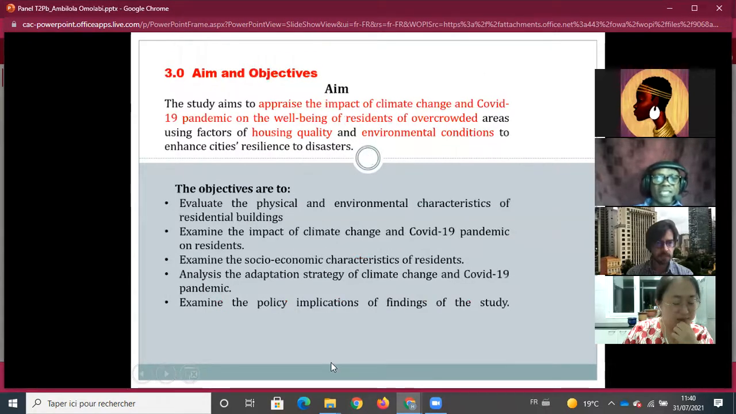Yes, I said that the aim of the study is just to appraise the impact of this disaster, these shocks and stresses, climate change and COVID-19, on the well-being of the residents, bearing in mind that these people are living in a crowded neighborhood that is deficient in terms of infrastructural facilities. So using the factors of housing quality and environmental condition. And now the objectives are clearly stated. Know the impact, look at the coping mechanism, and then the policy implications that can be adopted to create a model of a resilient city. Next slide, please.